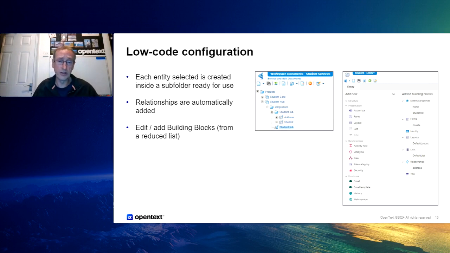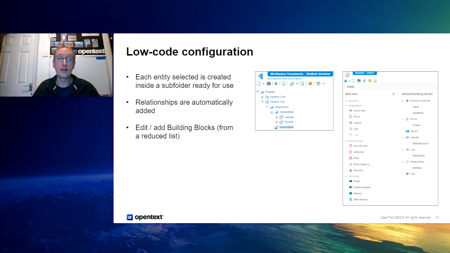You'll see I can add security on here. I can build rules around these external entities. I can add case models, a life cycle, activity flows. I can add the history building block on here. I can add email functionality to send and receive email. So it's very powerful. It's almost all the same building blocks as a regular entity.